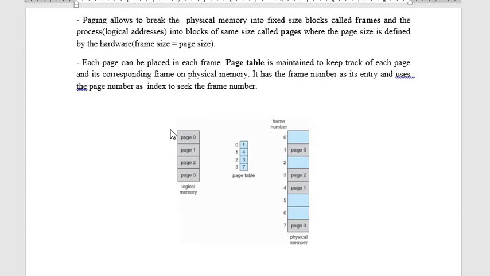Say suppose the CPU has generated 10 logical addresses for one process. So instead of keeping all 10 addresses, one for each instruction in the process, in one single page, we divide those logical addresses into 5 blocks, in which each block contains two logical addresses.